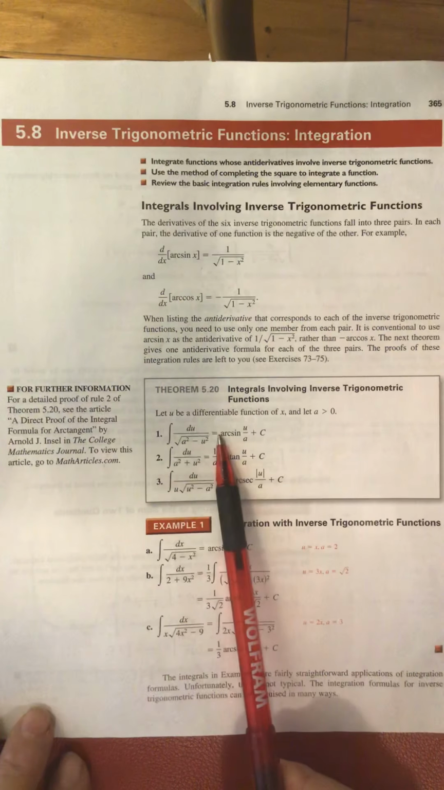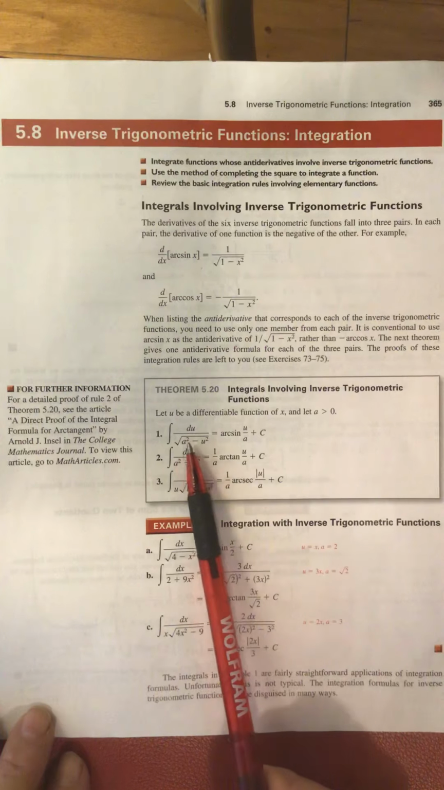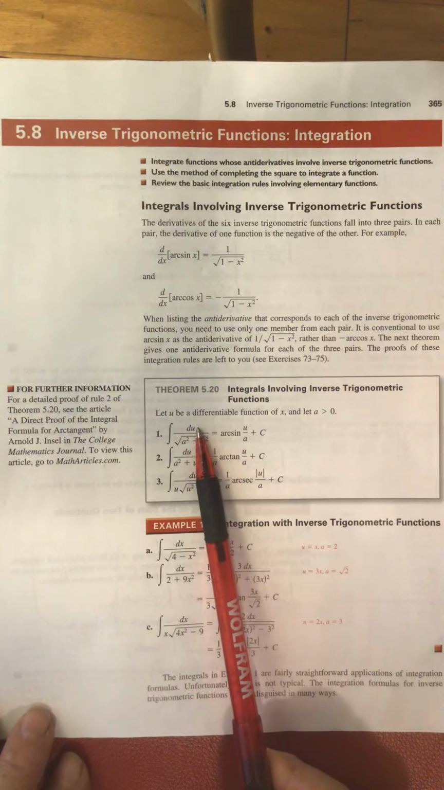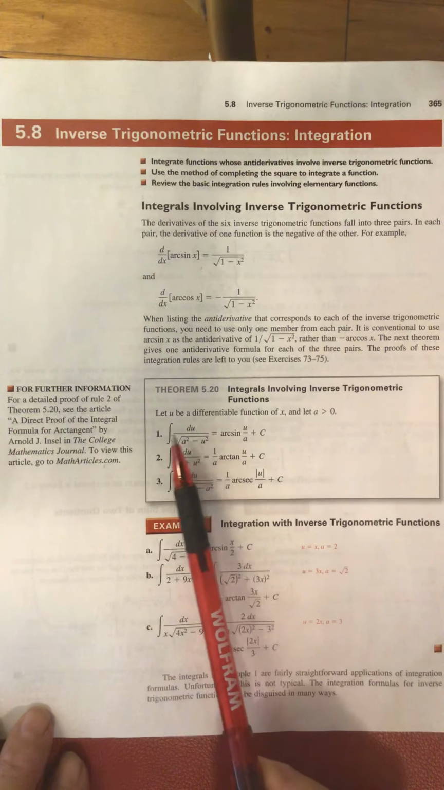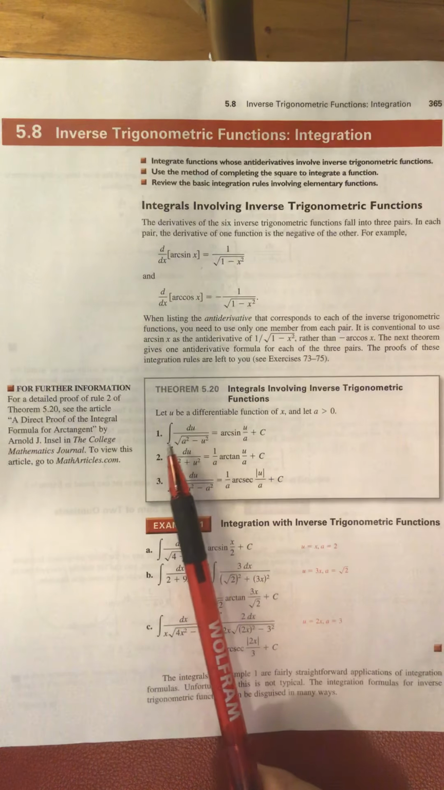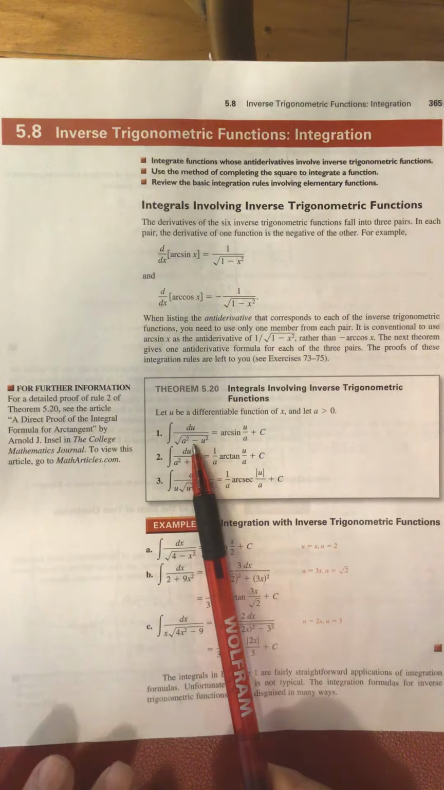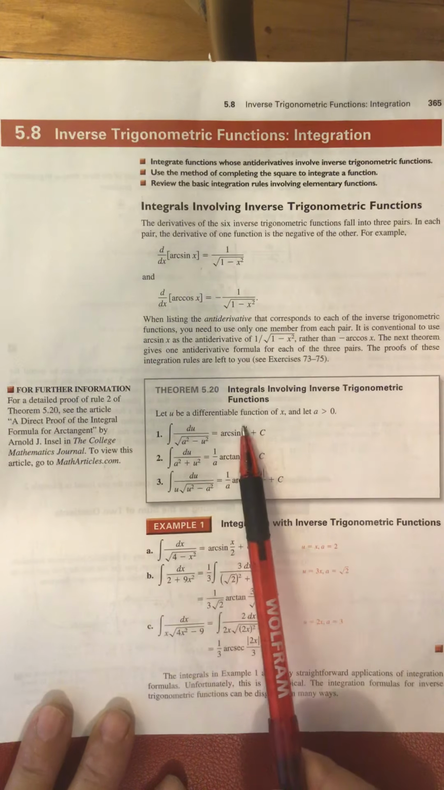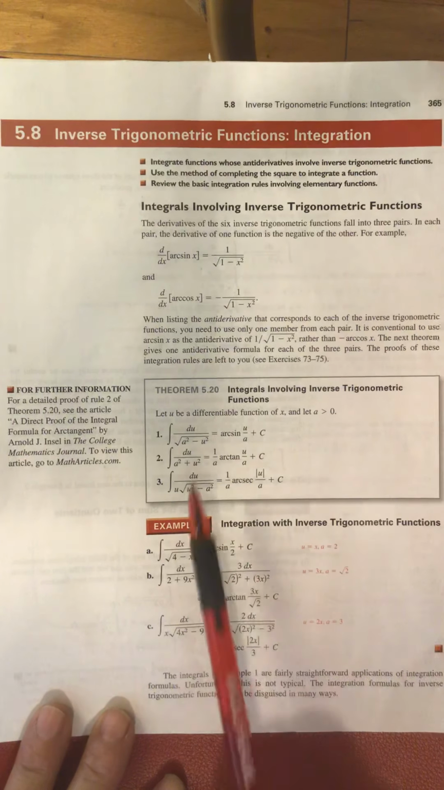If you have a square root of a number squared minus a function squared, and you have the proper du for this u, then the integral of an integral that looks like this is the arc sine of u over a plus c.